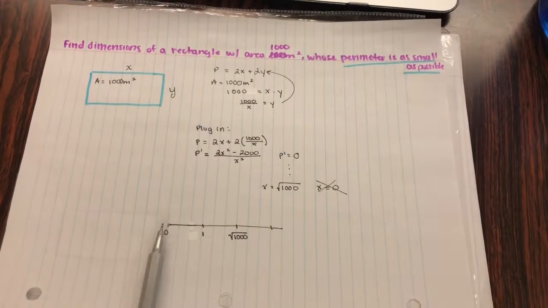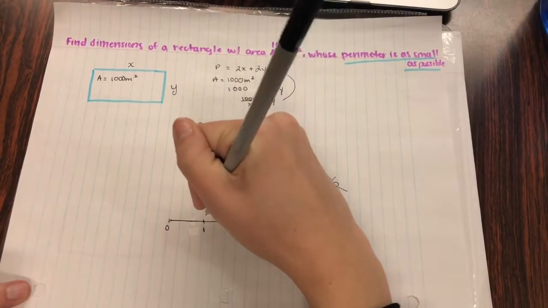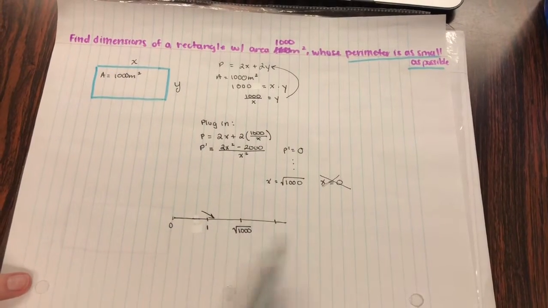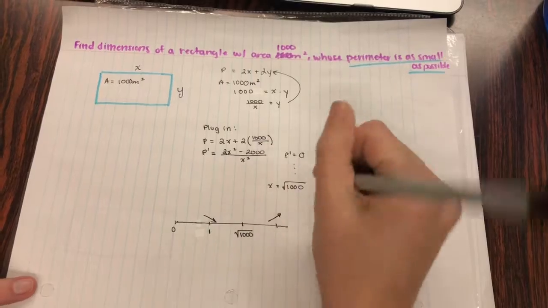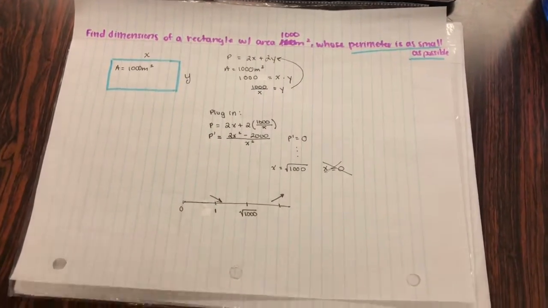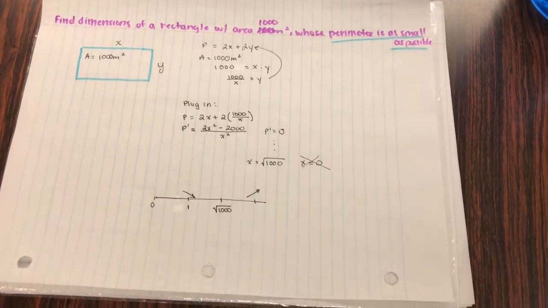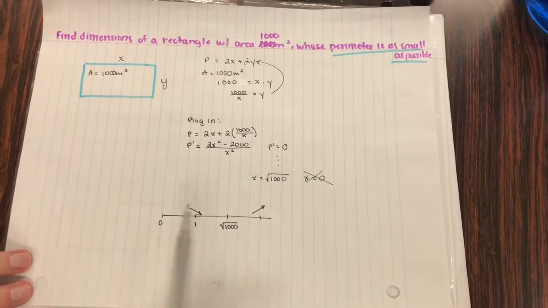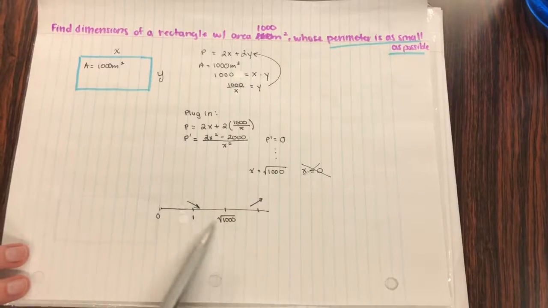We can see that when we plug it into the derivative, at 1, just a number below the square root of 1,000, the function is decreasing. At another number above the square root of 1,000, we see that the function is increasing. Just to note, we know that it's decreasing because we got a negative value, and we know that it's increasing above the square root of 1,000 because we got a positive value. So in this case, because the function is decreasing from the left and increasing from the right of the critical point, we have a minimum.